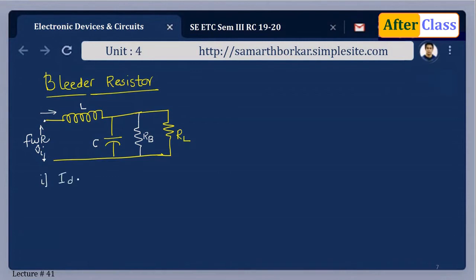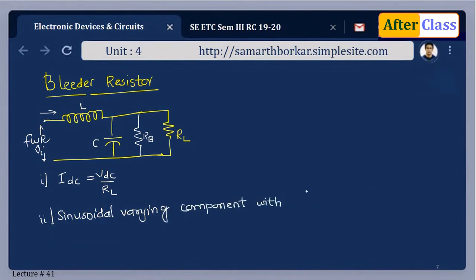IDC, which is given as VDC by RL, DC value of current, and the second one is the sinusoidal varying component with peak value of 4 Vm by 3 pi XL. This equation we have seen here.